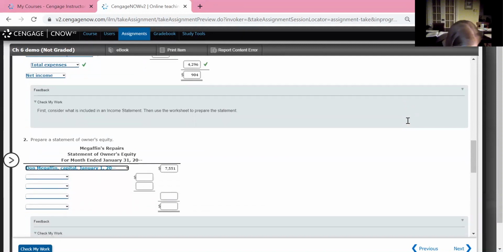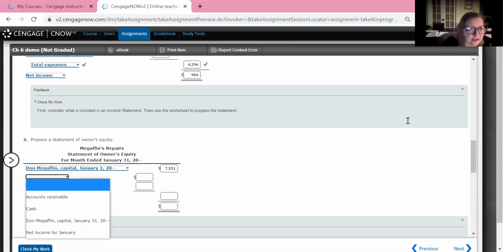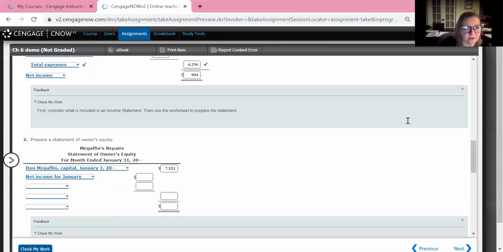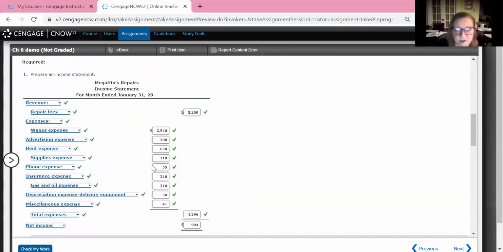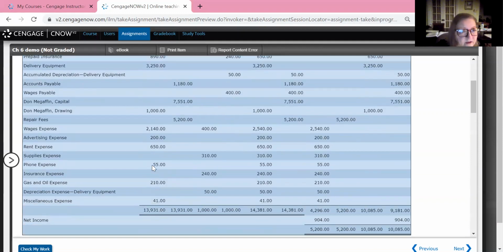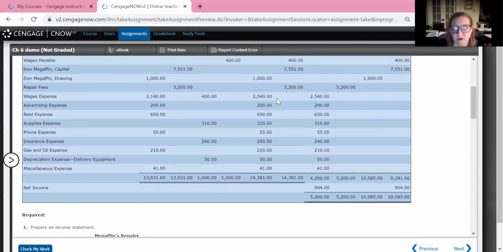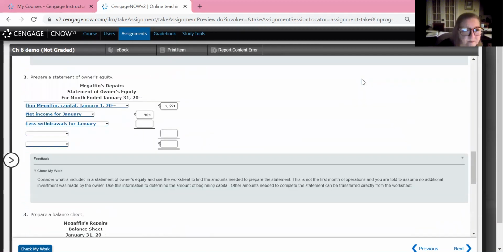The first thing we did was that, and then we didn't have a new contribution of capital. That's just the total. Then we're just going to add net income, and we've got it right there. You see it, 904. That's what we're going to pull right here. And then we're going to subtract out any drawings. Got to go back to our statement for that. Look right here. Looks like the drawings was $1,000, doesn't it? Okay. That's what I'm going to pull.